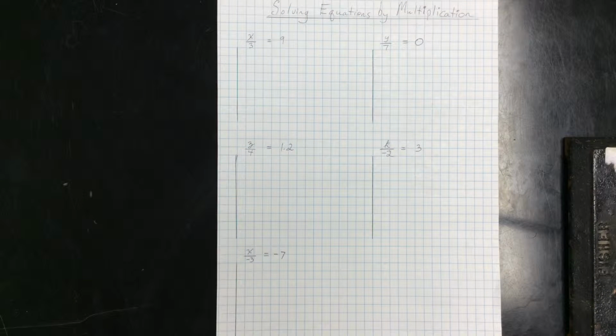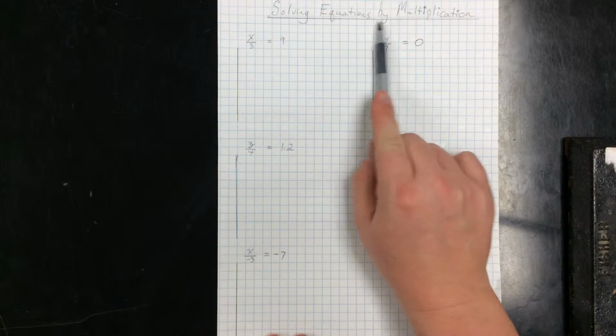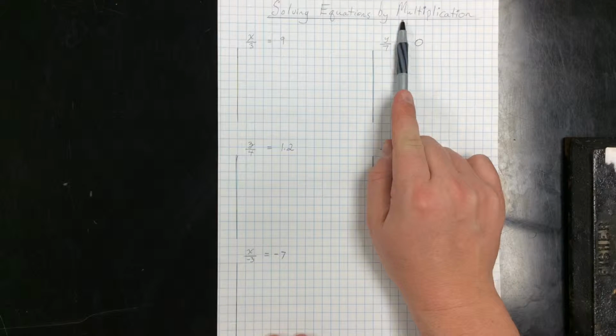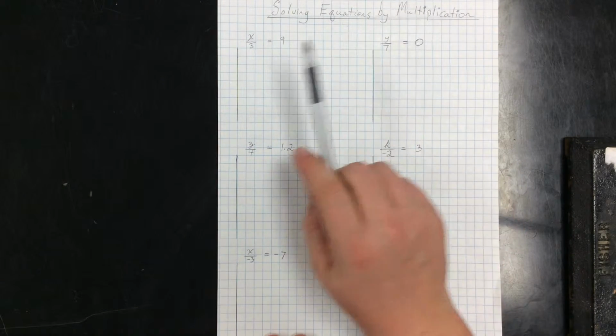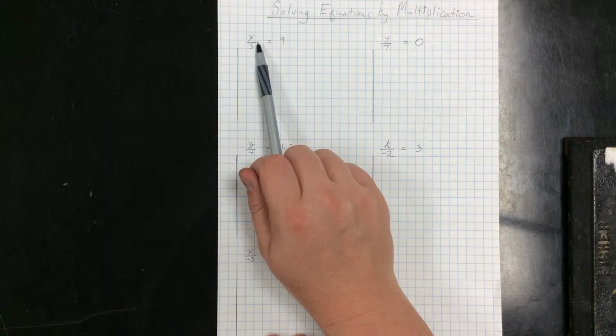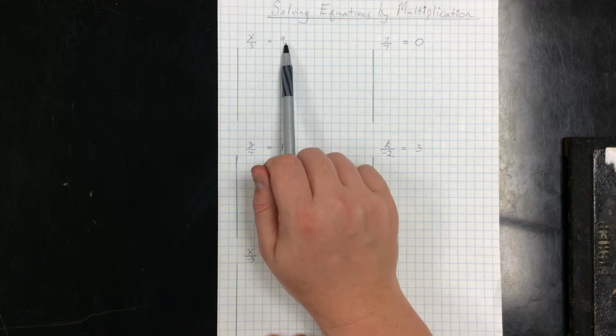Today we're going to be solving equations by multiplication. So we're solving a word sentence which has an equal sign in the middle by multiplication. That must mean that there's division involved, because we're always undoing the original and doing the opposite. So I have x divided by 3, or x over 3, like a fraction, is equal to 9.